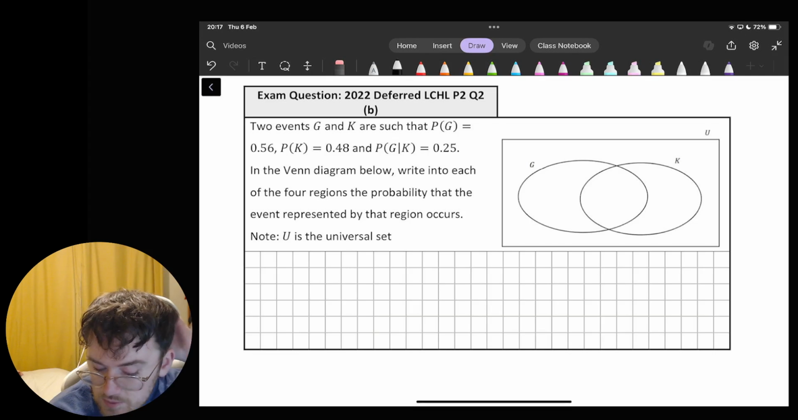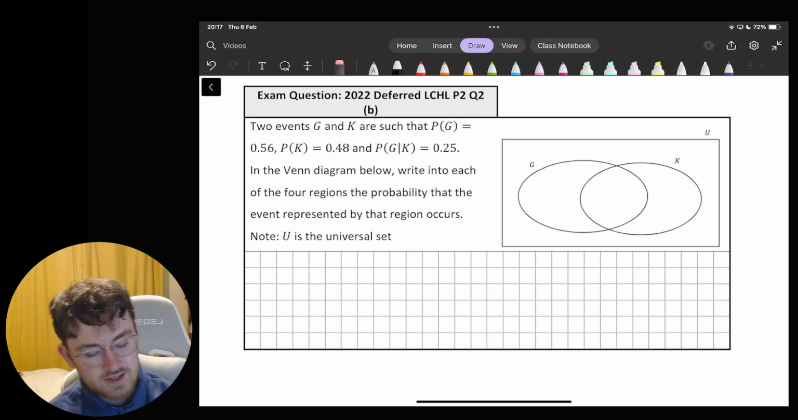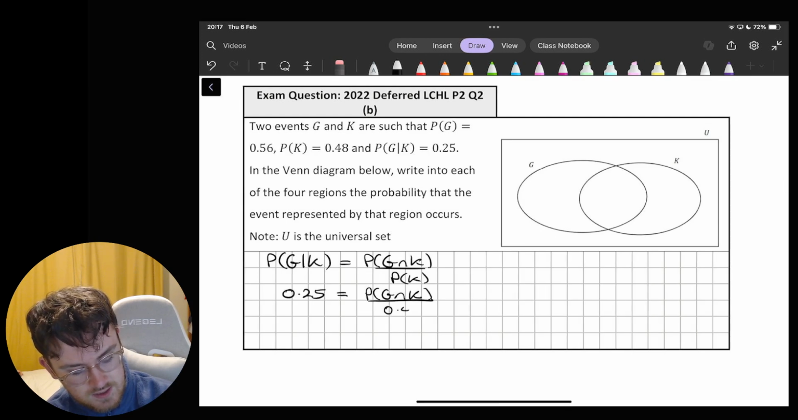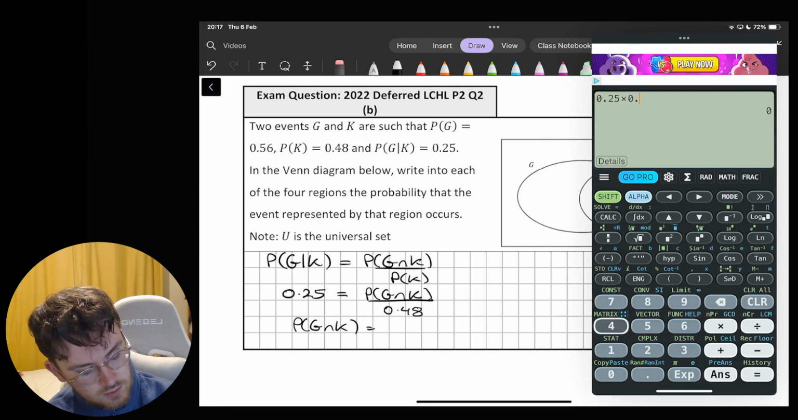Okay, so we have the probability of G, we have the probability of K. We're not told that the events are independent or anything like that, so we'll do a little bit of working out here. G given K is both over K. I know some of these values. I know that this is 0.25. I don't know the top here. I don't know the probability of both, but I do know the probability of K is 0.48. So the probability of G intersection K is 0.25 times 0.48, which is 0.12.